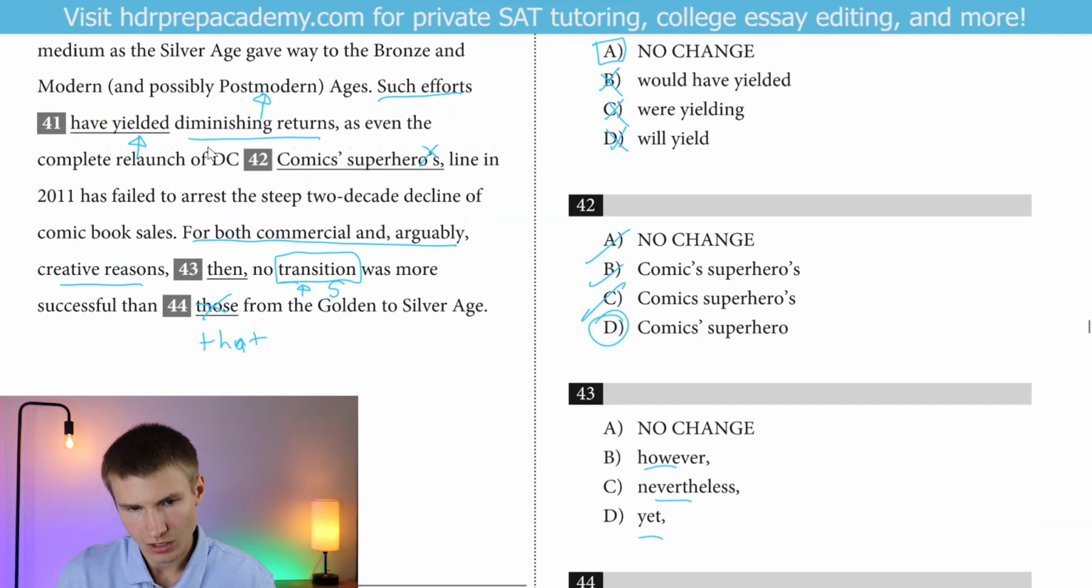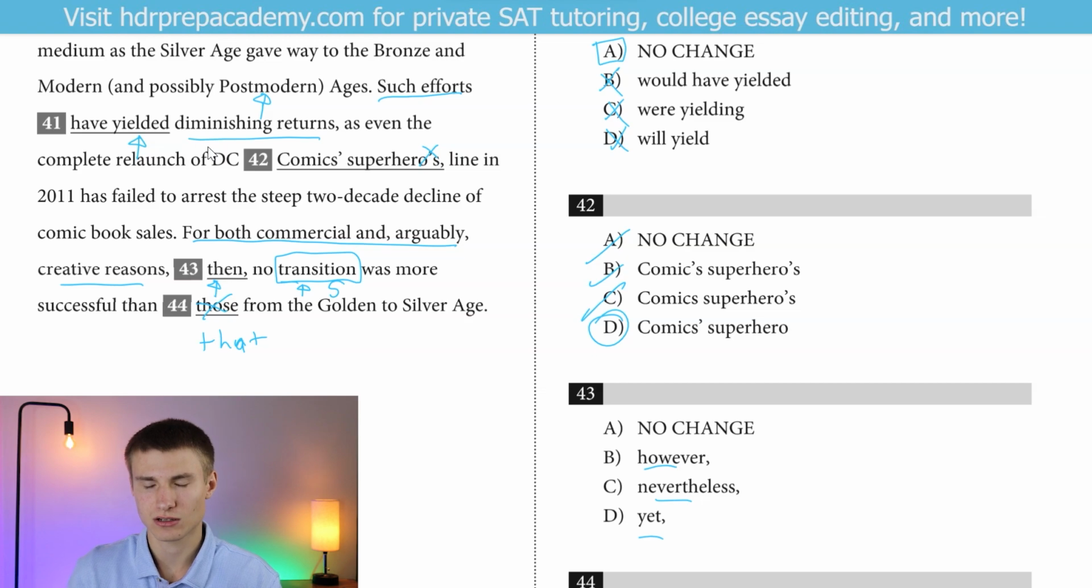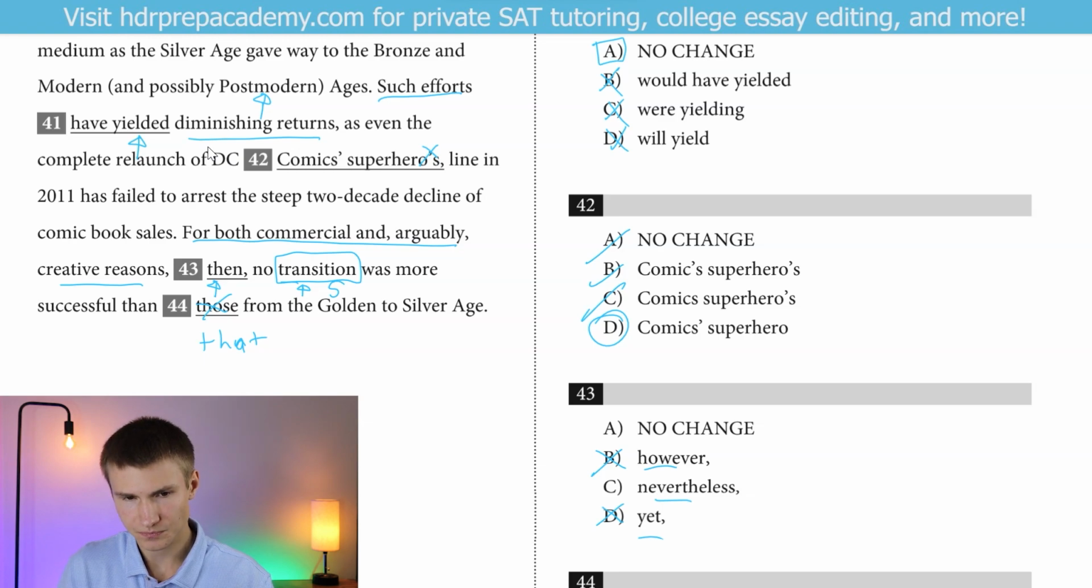Answering 43 now, right? Ultimately, what we're doing in this transition is showing that something is causal, right? We're not indicating a contrast. We can get rid of "however." We can get rid of "yet" because we're not indicating any sort of shift. What we're showing is something that's causal, okay? So we can't use "nevertheless." We're showing that for both commercial and creative reasons, then, right, because of that, no transition was more successful than that from the Golden and Silver Age. So our answer for 43 would be A.